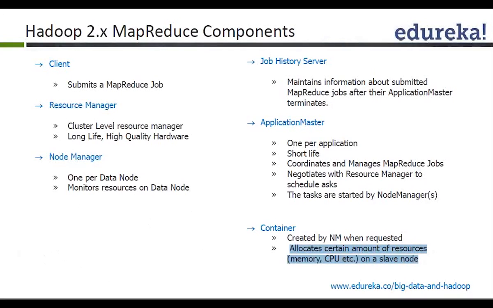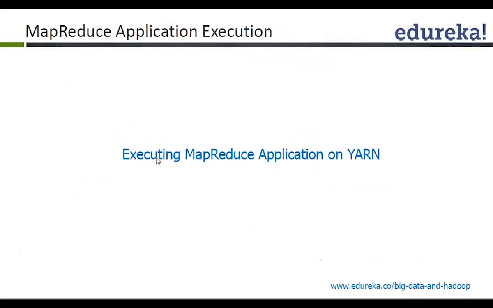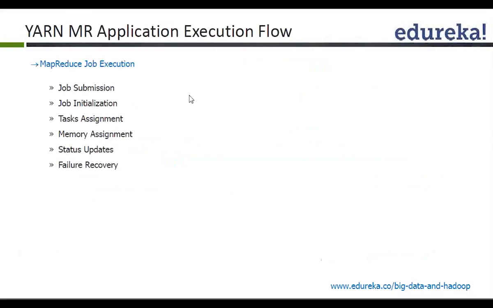You will have only one application manager running per cluster. Like the way you can have only one resource manager per cluster, you can have only one application manager per cluster. You will see it in a diagram as we go ahead. Now, let's see, once we finish up this, how to run the MapReduce application on the YARN framework. This is the complete execution flow, folks.